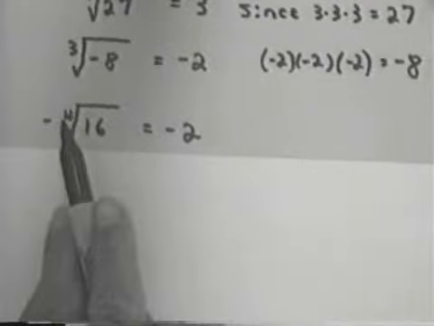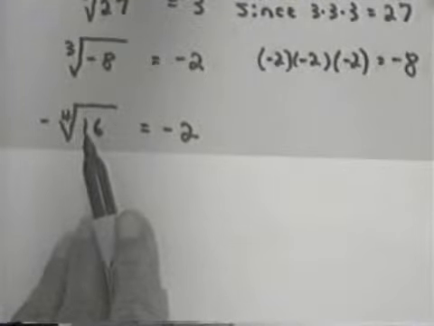Now 16 has 2 fourth roots. So there's 2 fourth roots of 16. We know that 2 times 2 times 2 times 2 would be 16. So let me show you that. The fourth root of 16 is 2, since 2 times 2 times 2 times 2 is 16. 2 times 2 is 4. 4 times 2 is 8. 8 times 2 is 16.